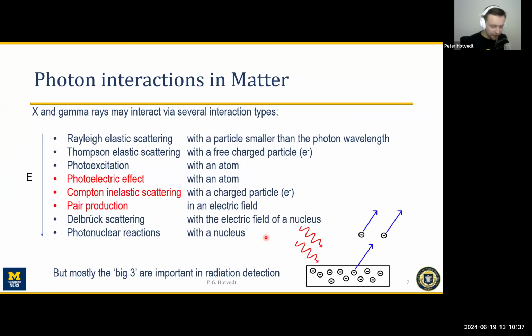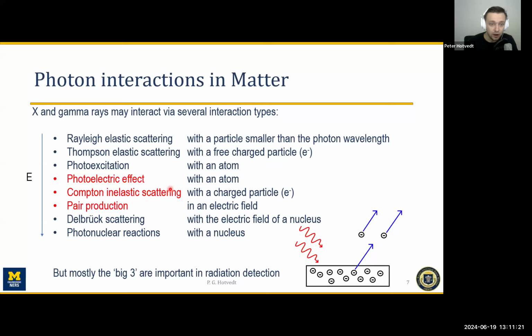Skylar probably talked about this a little bit, but I'm just going to cover it again. Photons interact with matter in a variety of ways. X and gamma rays may interact in a bunch of different interaction types, presented in this list here. As we go down the list, the energy corresponds to the energy of the incident photon. The big three that we're going to focus on in this talk are the photoelectric effect, Compton scattering with inelastic scattering, and pair production. These are the big three we care about. Photonuclear reactions are pretty high energy. Rayleigh scattering is almost negligible energy. So we want to be able to measure exactly when these things are happening.